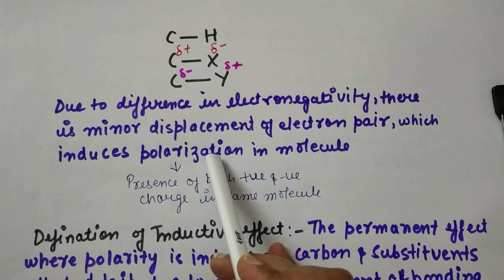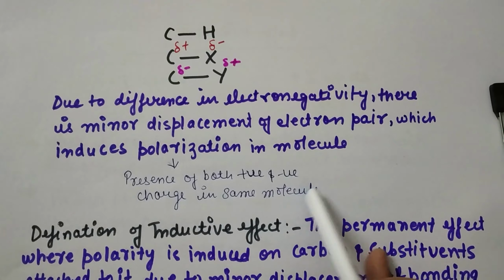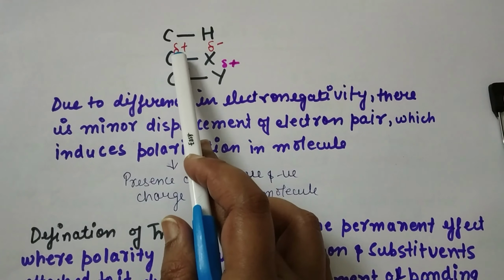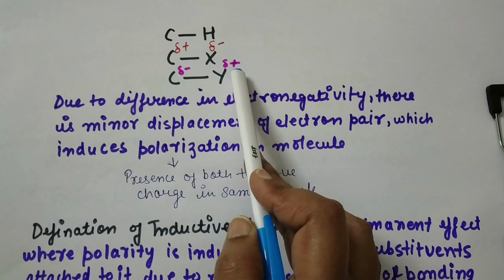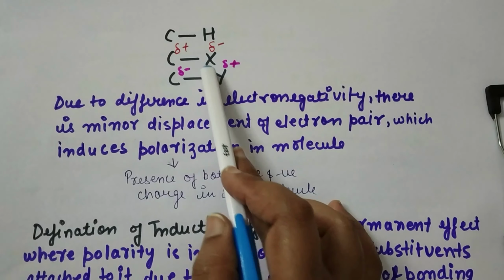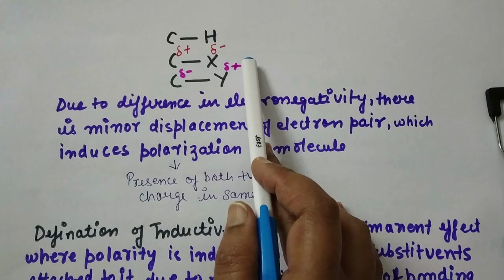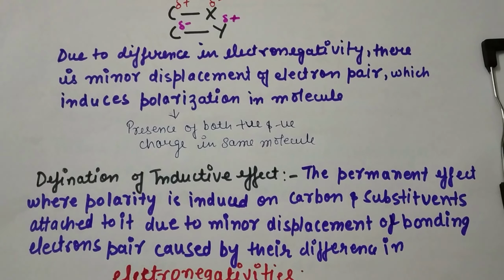So what is polarization? Polarization means the presence of both positive and negative charge in the same molecule simultaneously. So this is a polar molecule because partial positive and partial negative charge are both present in the same molecule. This is also a polar molecule because here carbon will acquire a partial negative charge and Y has a partial positive charge. So both these molecules are polarized, meaning they have positive and negative charge simultaneously present at the same time. Now we can see the exact definition of inductive effect.